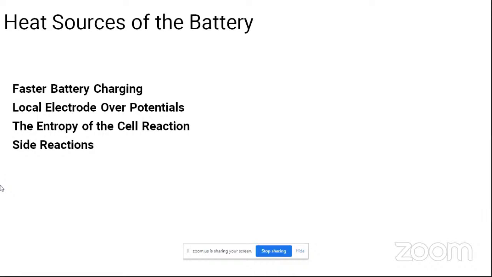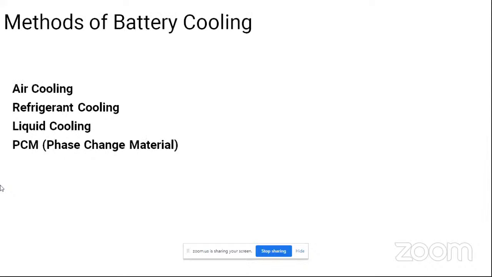And the fourth one is the main reaction. In each and every cell, a chemical reaction is happening which generates the energy inside the cell, and we use that energy to run our vehicle. Apart from the main reaction, some side reactions are also there, which also cause some heat source in a battery pack. So those were all the heat sources of a battery pack.